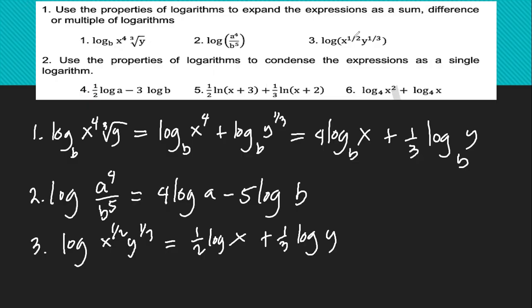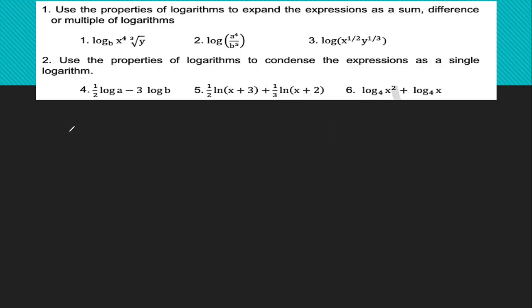Okay, let's have the next kind of example that we have. It's the other way around. This time, you are given the expanded form, then you will be rewriting it into compact form, into a single logarithm. So first, for number 4, you have there 1/2 log of a minus 3 log of b. So we know that there is a number beside it, so it can be written as exponent. So it can be log of a to the power of 1/2. By the way, it is understood here that the base is 10.